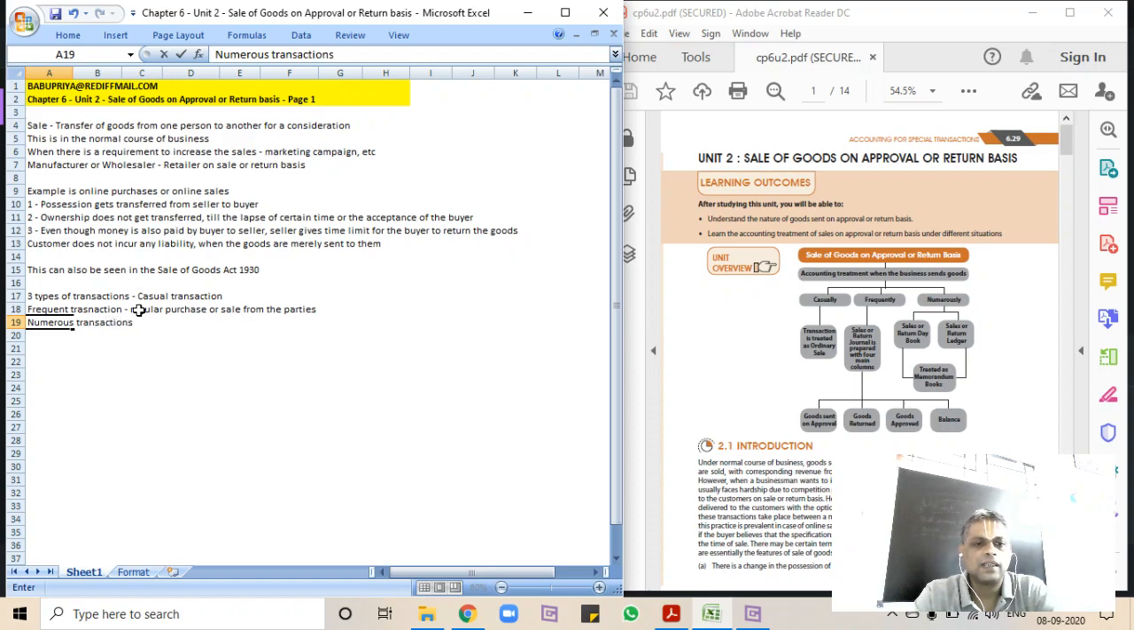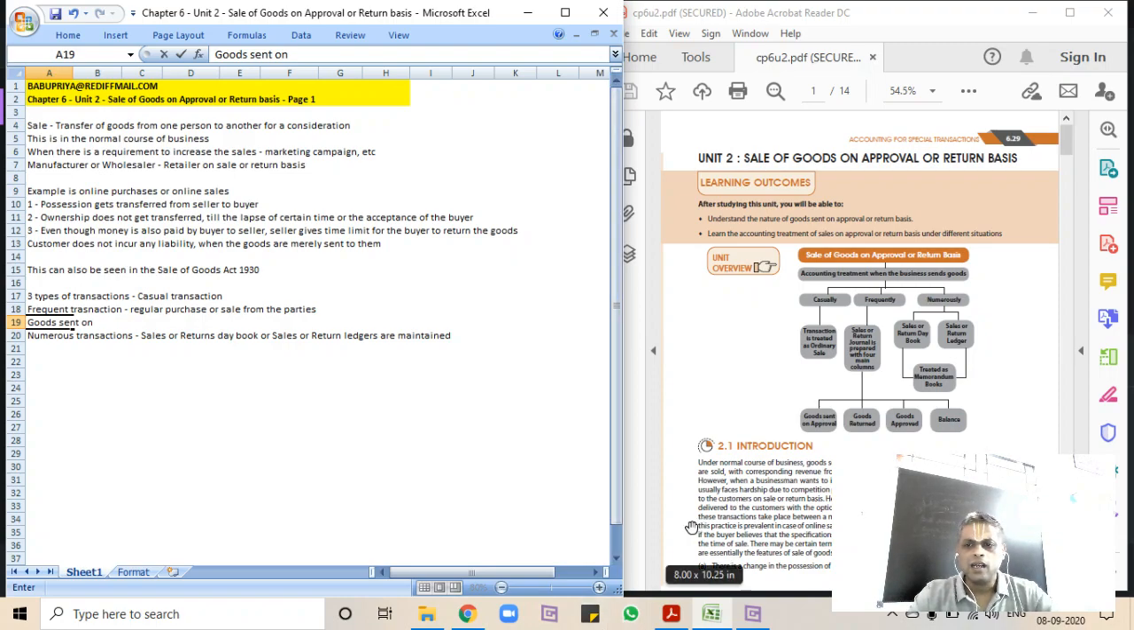This is where very significant transactions happen. In this case, a sales or returns daybook or sales or returns ledgers are maintained, right? In the case of frequent transactions, what needs to be maintained is a register which says goods sent on approval.